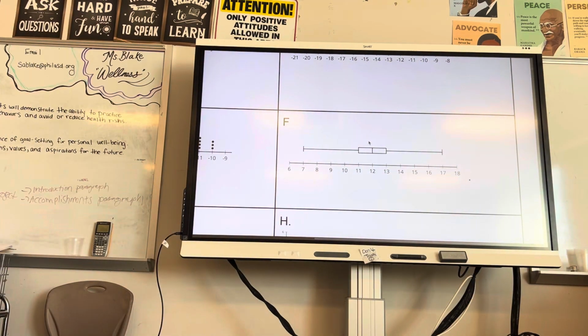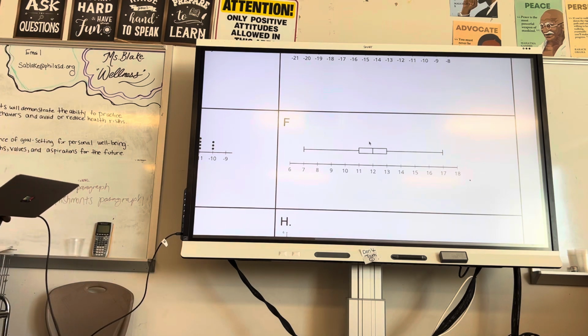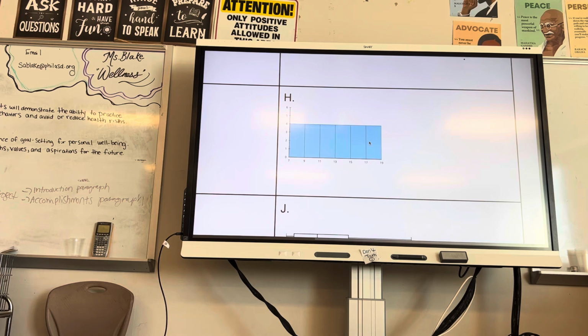What letter were you talking about? I was talking about H. All right, let's go to H. Everything on our box plot is even. Oh, they got a box plot? Is that a box plot, y'all?